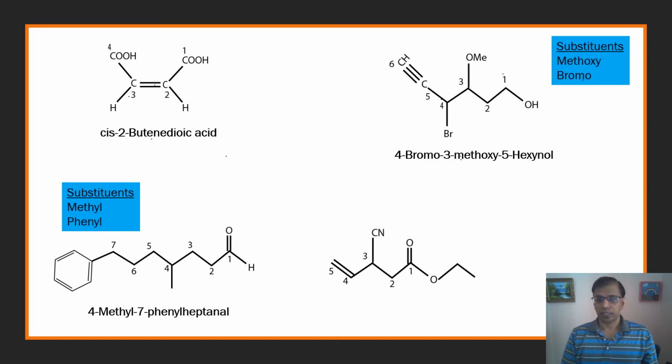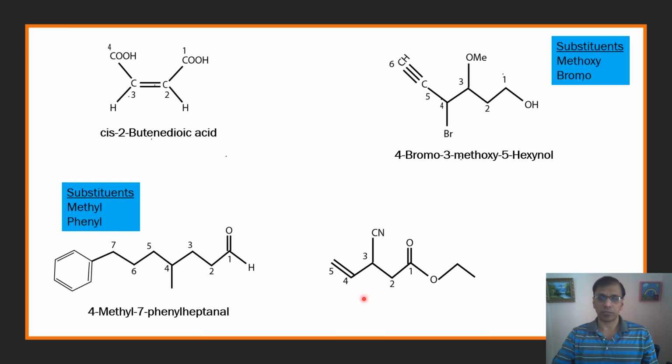Let's look at another molecule. In this particular case, if you recall, this is an ester group, and the ester group has priority over the nitrile and the double bond. So the nitrile is considered to be a substituent on the parent chain. So this is the parent chain. You always number the ester group starting with number 1. So 1, 2, 3, 4, and 5.